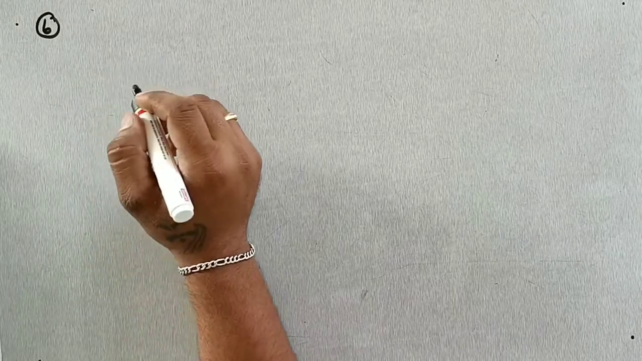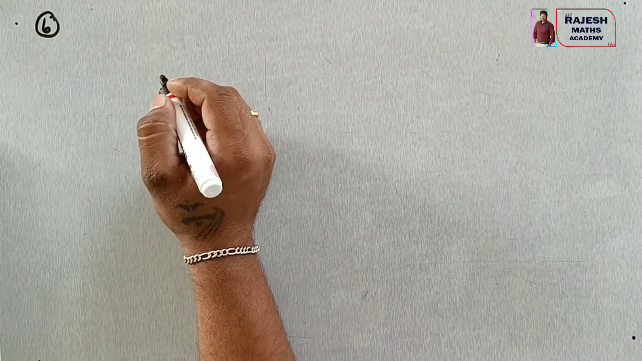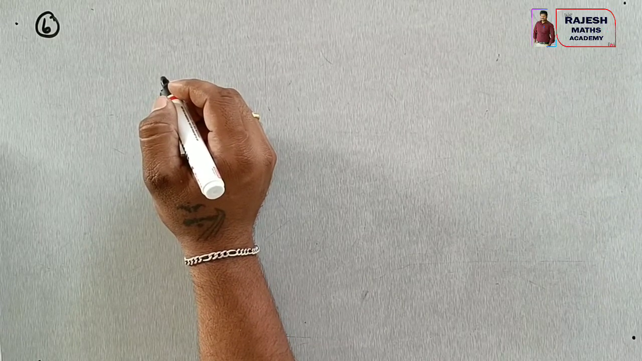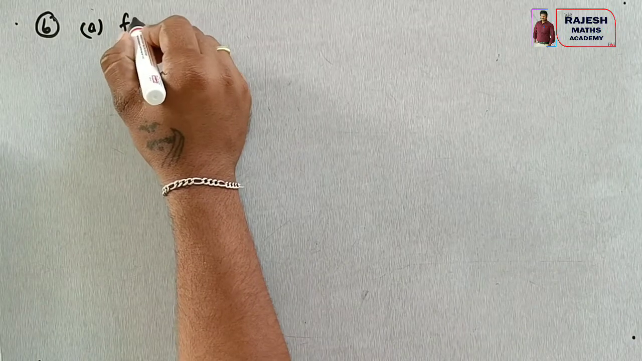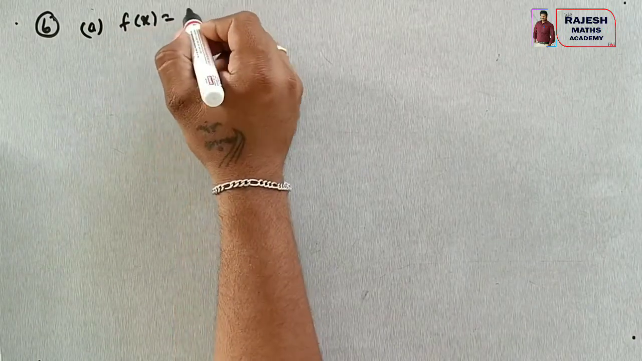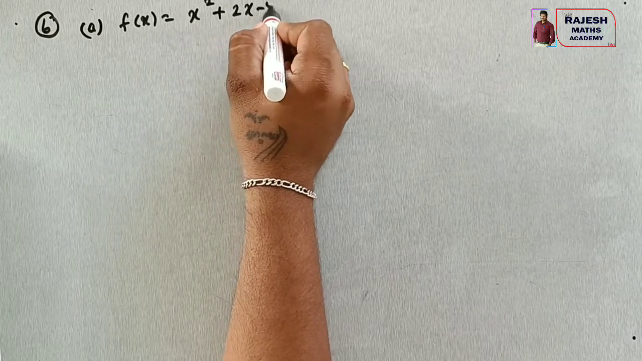Good evening all. Question number 6 we will start in this class. So what is given? Find the interval in which the following functions are strictly increasing or decreasing. First question, a equal to, we can keep it as f of x. So f of x equal to x square plus 2x minus 5.